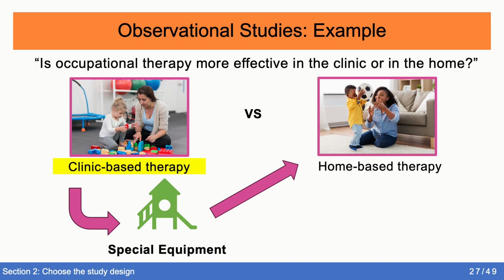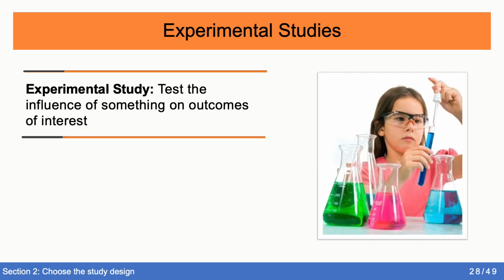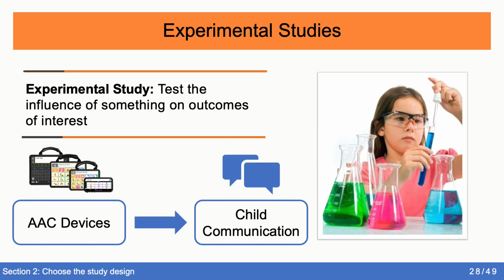Even though this type of study design isn't perfect, it can help researchers understand how they should design therapies and what factors they should control in a different research study. In experimental studies, researchers test the influence of something on outcomes of interest. For example, they can use an experimental study to test the effect of AAC devices on children's communication skills.